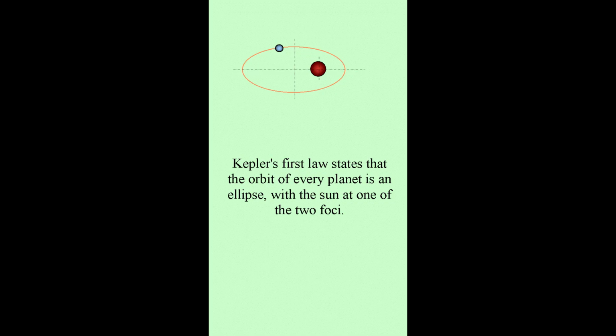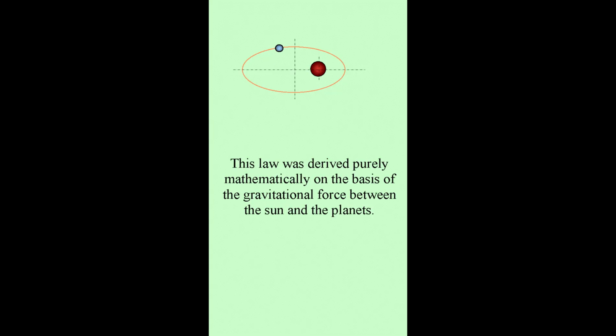Kepler's first law states that the orbit of every planet is an ellipse, with the Sun at one of the two foci. This law was derived purely mathematically on the basis of the gravitational force between the Sun and the planets.